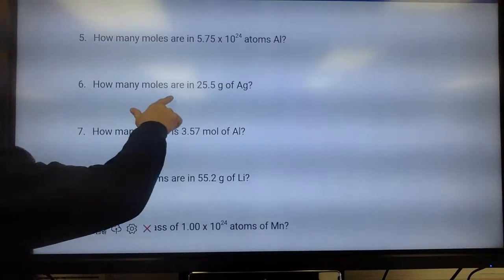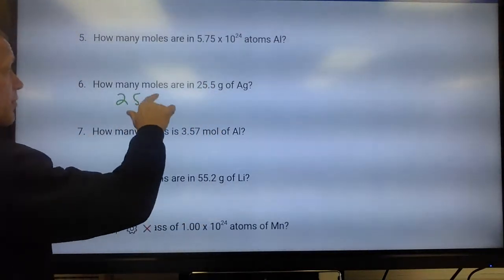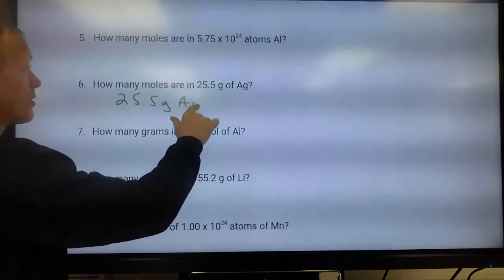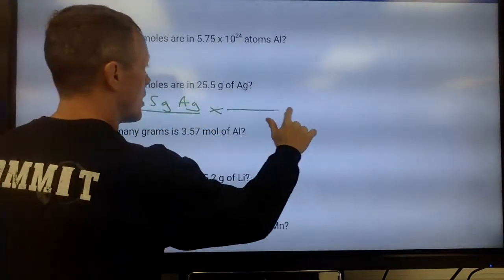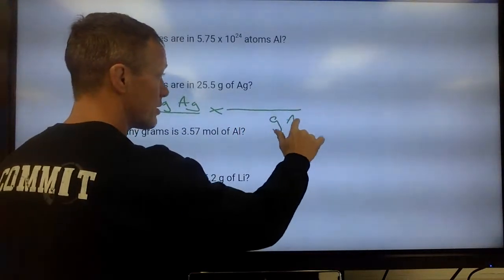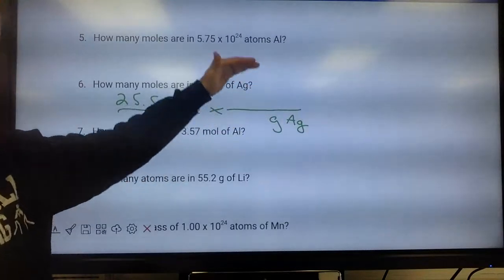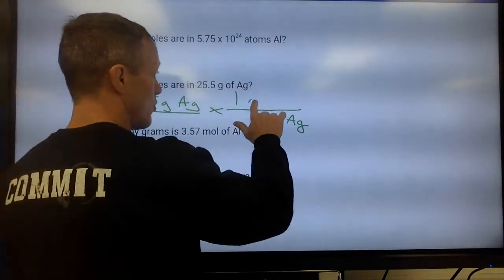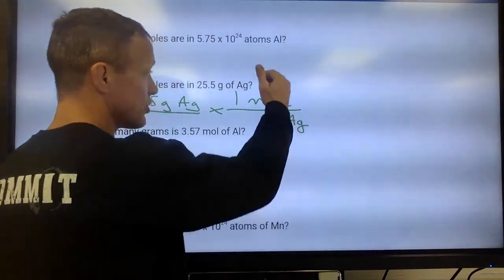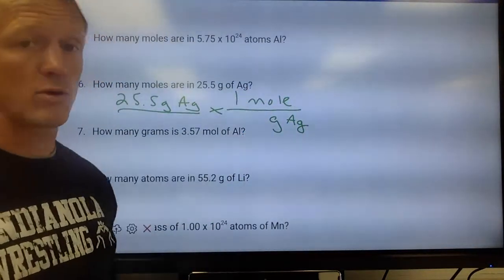Going on. How many moles are in 25.5 grams of silver? So we start with the number they give us, 25.5 grams of silver. Again, whatever label is here comes down here, grams of silver. And I always write the word 1 mole in one of these spots. So I'm going to write the word 1 mole up here. Remember, these two things are equal. So I got to figure out how many grams of silver there are in a mole.